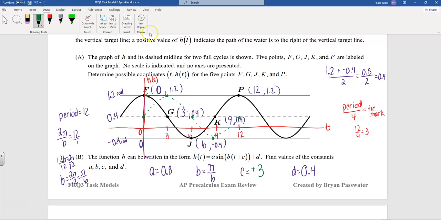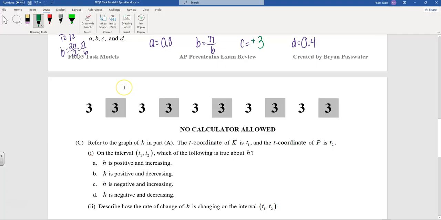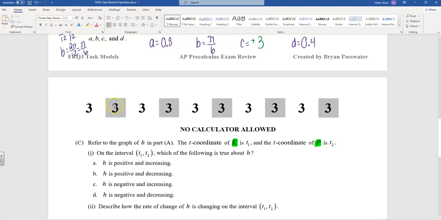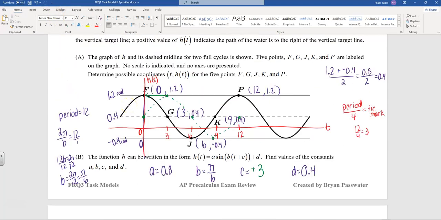All right. And then the last part is a pretty standard problem. There are standard answers for this. So whenever you read this first part, H, the t coordinate of K is at T1 and the t coordinate of P is at T2. So the main thing you need is K to P. You need to know which points you're looking at. And we are talking about K to P.